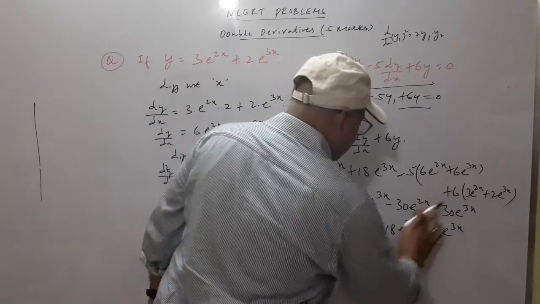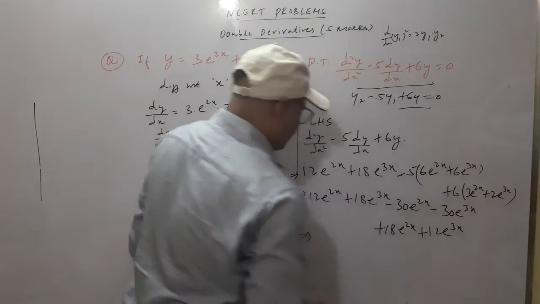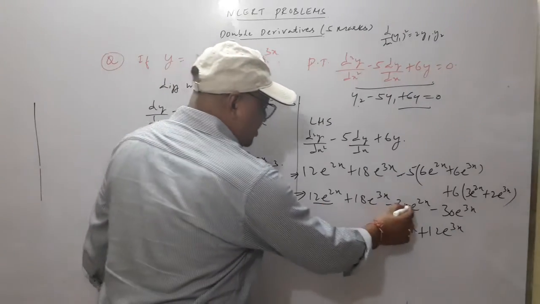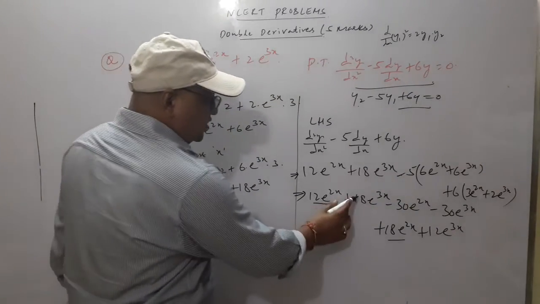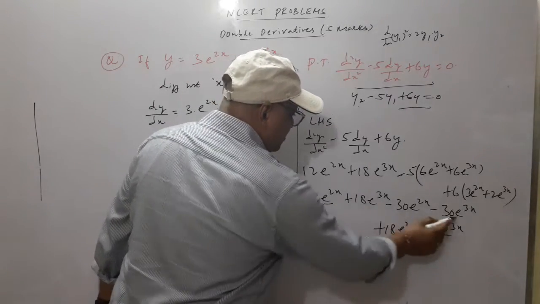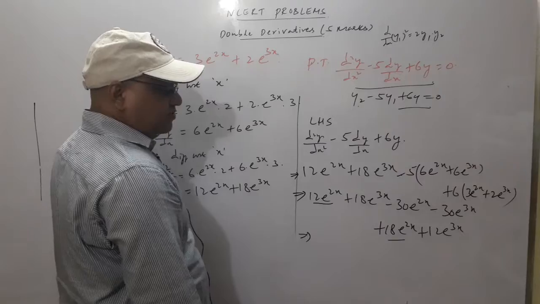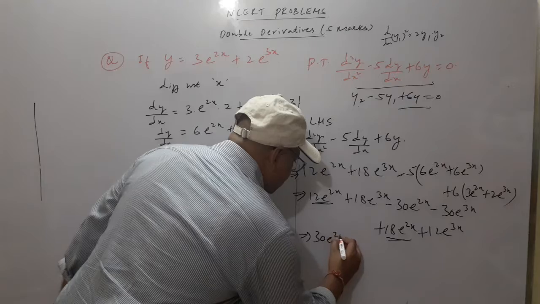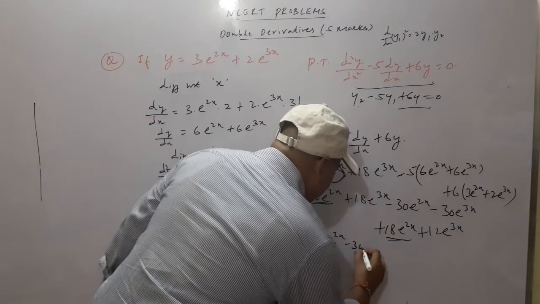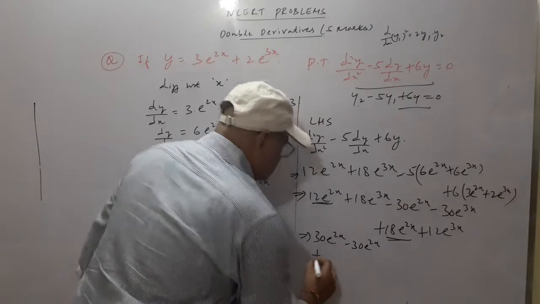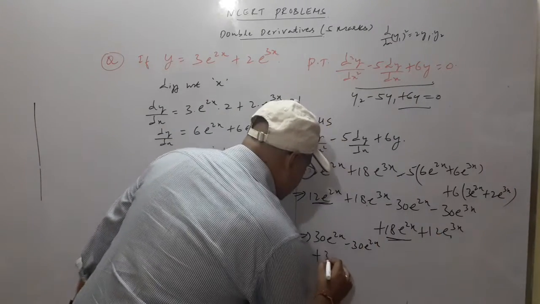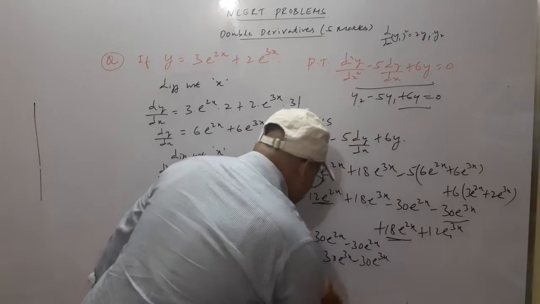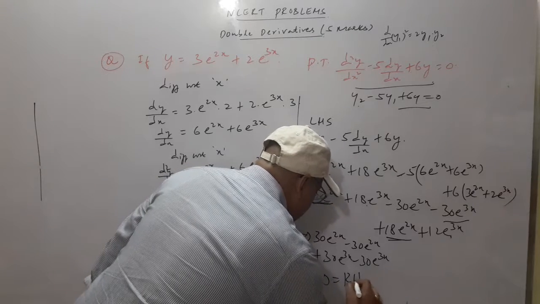This is 2x, 6 is 18 e power 2x, okay. 12 plus 18 will give me 30. So 30 minus 30 will be 0. 12 plus 18 will give me 30 e power 3x minus this will give me 0. So final answer will be 0. So let me write the steps, 30 e power 2x minus 30 e power 2x plus 18 plus 12, 30 e power 3x minus 30 e power 3x. So cancelling, I will get the answer as 0, equal to RHS.